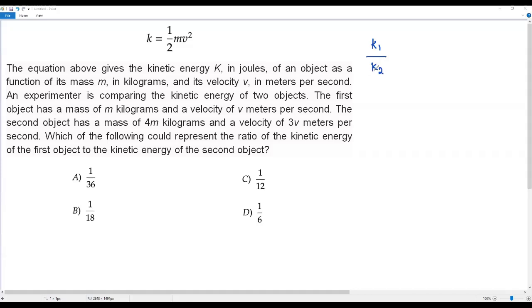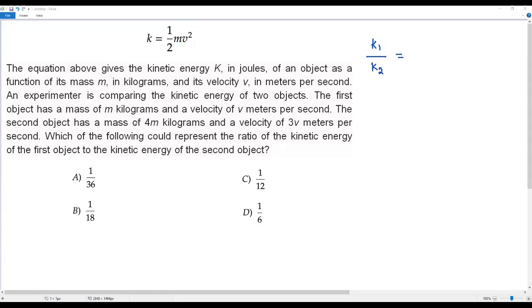Okay, now let me assume K1 as the kinetic energy of the first object and K2 as the kinetic energy of the second object. Then K1 over K2 gives the ratio of the kinetic energy of the first object to the kinetic energy of the second object. Now let's get the kinetic energy of the first object, that is K1, using this formula, 1/2 times mv squared. For that we have to plug in the mass and velocity of the first object.